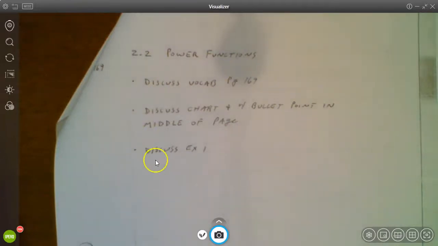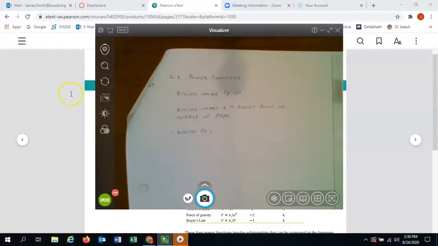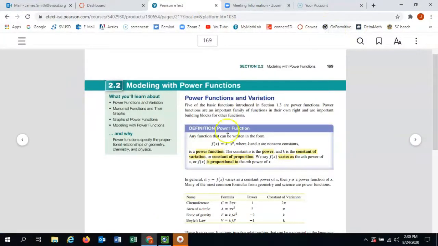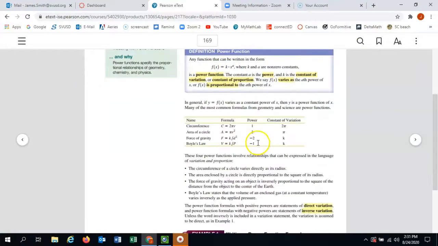So a couple things I made note of here that I want to go through with you first before we get into those notes. So I'm looking at page 169 in the textbook. Let me go to that real quick. So here we go. Our power function's general form is going to look like this, where a is obviously the power or the exponent, x is the base, and k represents what they call the constant of variation.